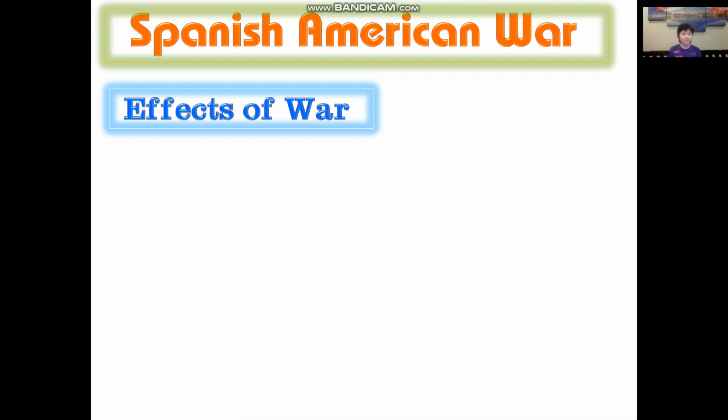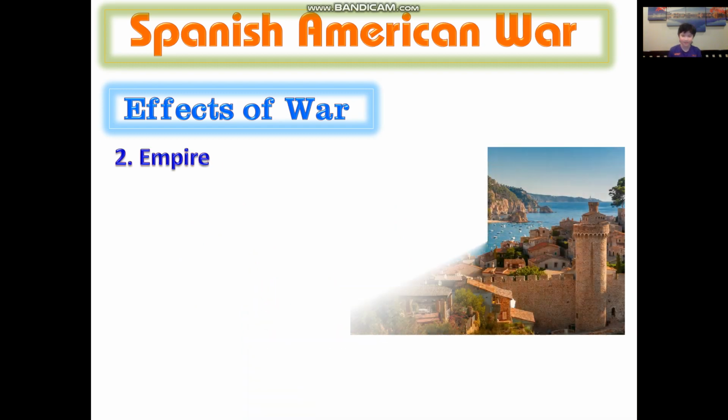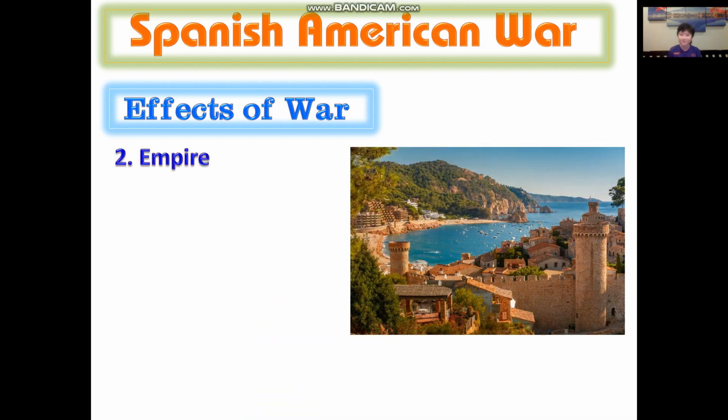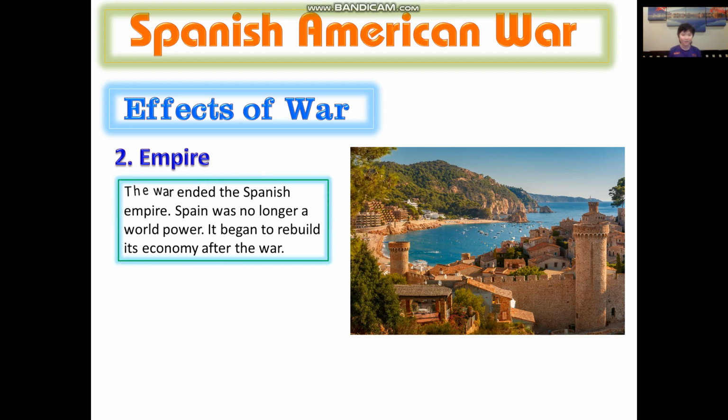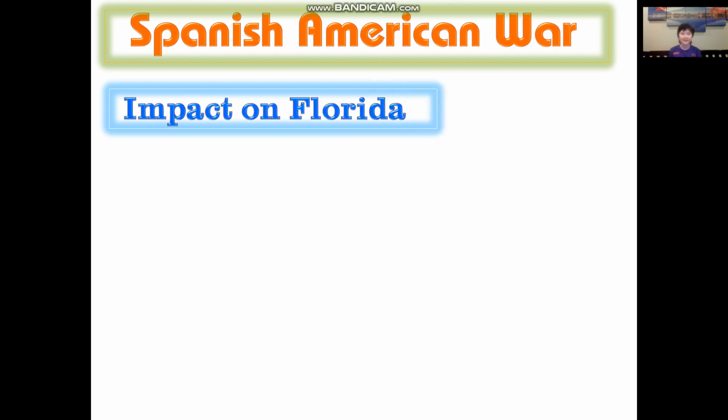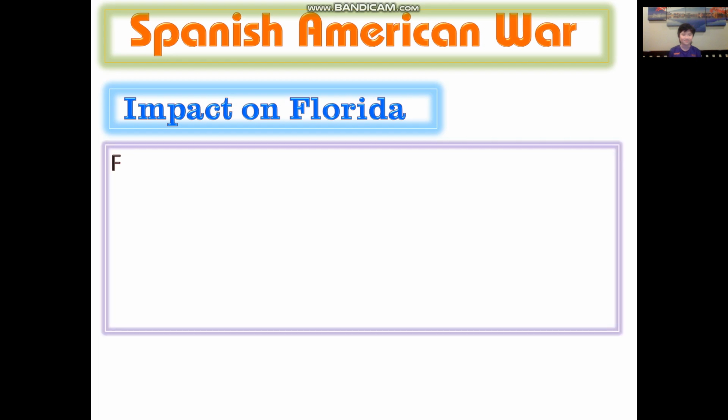Number 2, Empire. Wow, take a look at that view. That kind of reminds me of Hawaii. The war ended the Spanish Empire. Spain was no longer a world power. It began to rebuild its economy after the war. Let's check the impact on Florida.